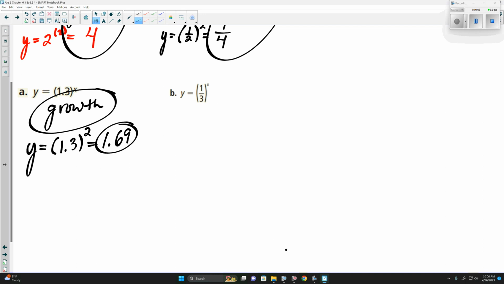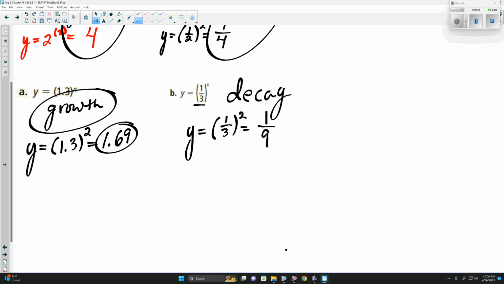y equals 1/3 to the x would be decay, because our base is between 0 and 1. And if we evaluate this when x is 2, we would get 1/9, because 1/3 times 1/3 would be 1/9. Luckily, that one there is not too bad to calculate. Any questions on any of this here so far? Be ready for the next two.